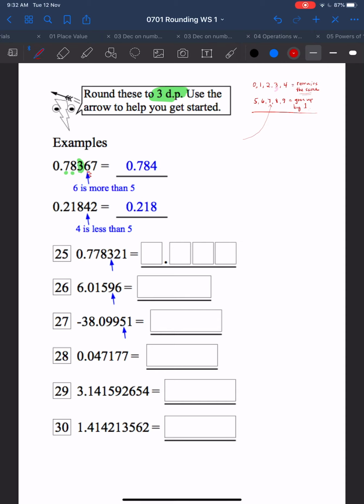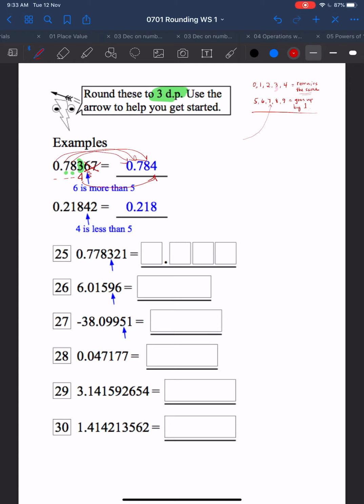6. So which one are we using? 6. So that means the digit before, which is this one, goes up by 1. So the 3 becomes a 4. Everything after 3 disappears. Everything before 3 remains the same. So this becomes 4. Remains the same, remains the same, remains the same.